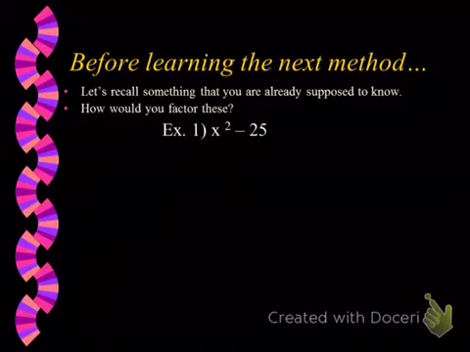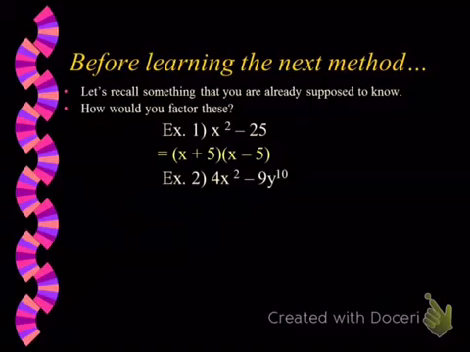How would you factor x squared minus 25? X plus 5 times x minus 5, because it's the difference of two things that are squared, correct? How would you factor 4x squared minus 9y to the 10th? 2x minus 3y to the 5th times 2x plus 3y to the 5th, right? Just simple difference of squares problems, right?